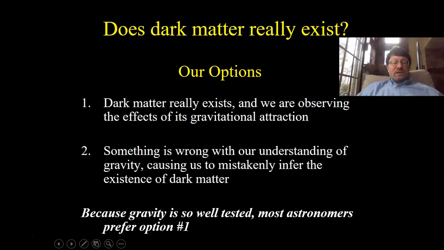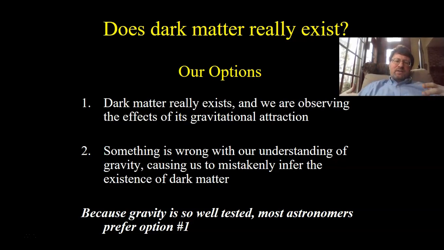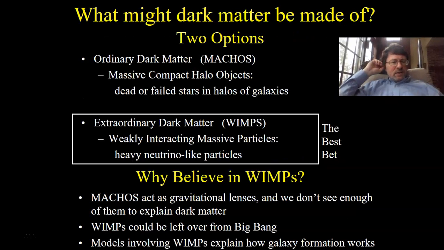And there are two options here. One is that it does exist and we're observing its influences. Another option is that we have a flawed understanding of gravity, and that maybe gravity on large length scales behaves differently than what we expect, than what's described by general relativity. And although that's a possibility, most astronomers would tend toward option number one here, that this dark matter is something real that we are detecting the influences of. And you might ask then, okay, well, what is it?